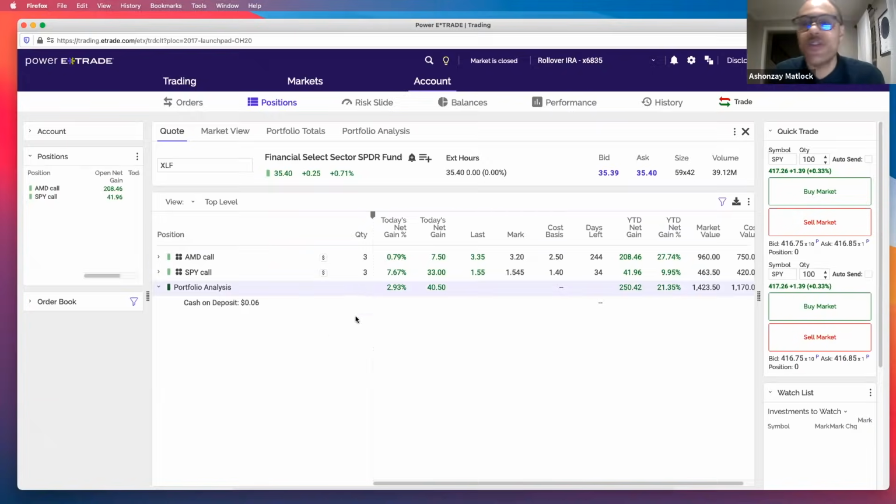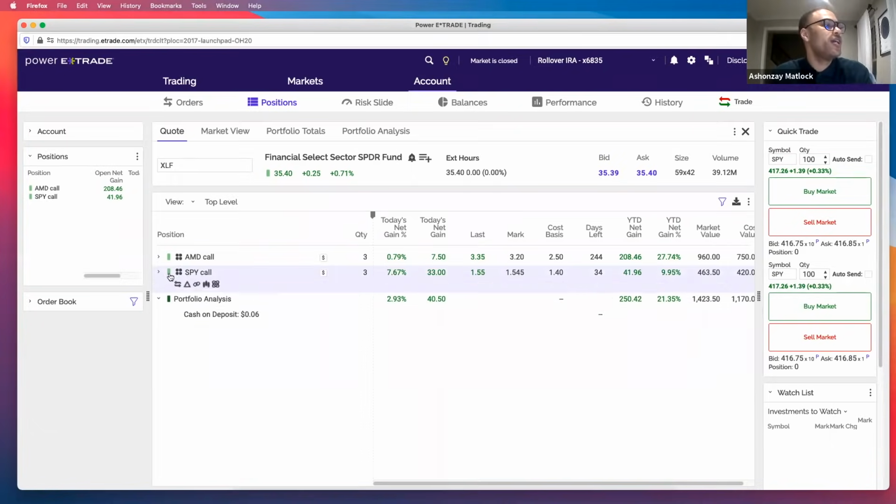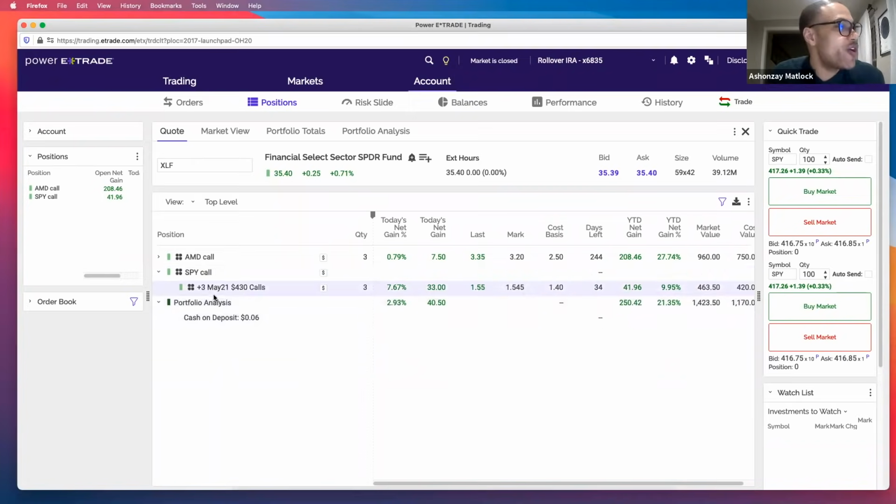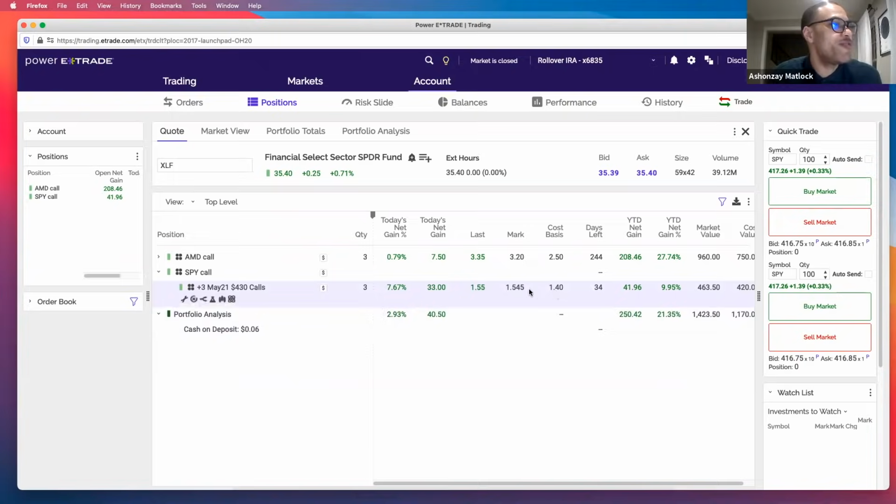So in E-Trade, we have this thing called the exit plan. And with the exit plan, what you can do is essentially set your stop loss and your profit target at the same time. Now check this out. I'm gonna do it with my SPY calls right here. So just so you can see, here's my SPY calls. I have 3 May 21 430 calls. I paid $1.40. And so this is the trade. So what I'm gonna do here is I'm gonna click on this.